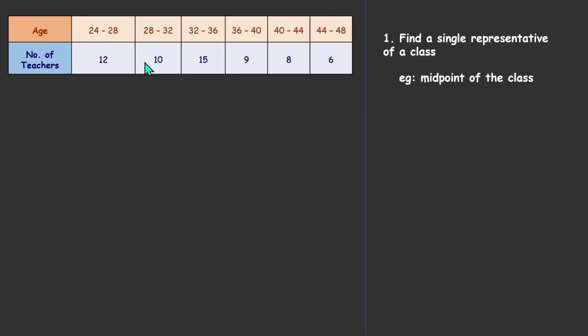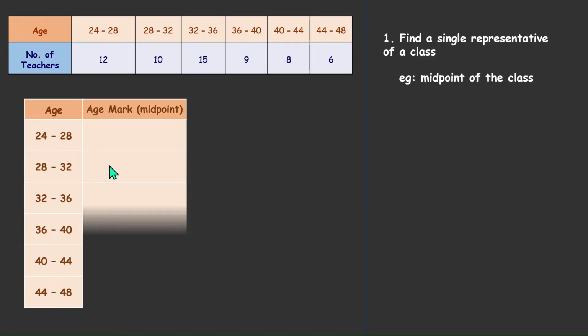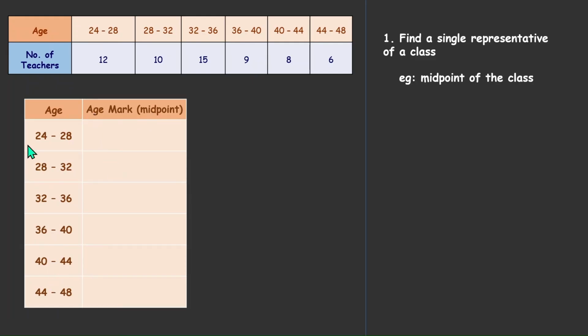And if we take the midpoint of the class, one by one, we get a table here of the classes. And let's make another column, age mark, which is the midpoint. Then the age mark of this class would be 24 plus 28 divided by 2, which would be 26. Similarly, for 28 to 32 class, it would be 28 plus 32 divided by 2, which would be 30. And similarly, for all the classes, we can get the midpoints. So for this class, it would be 34. For 36 to 40, it would be 38. For 40 to 44, it would be 42. And for 44 to 48, it would be 46.